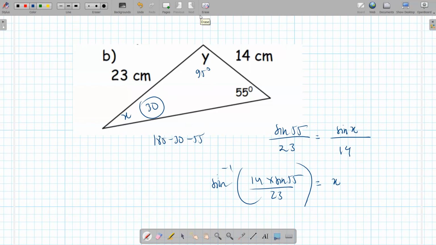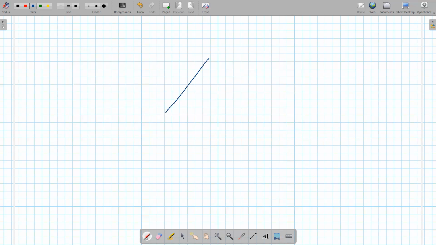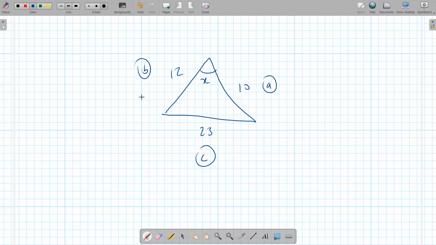Is it always sine law? There's also the cosine law. When is it cosine? It works like this. You have this triangle with sides 23, 10, 12. This angle is missing. You can't use sine law. Notice you have no angles, and sine law requires you to know at least one angle. Here you have no angles, so you'd use the cosine law. Let's say this is C, this is A, and this is B.